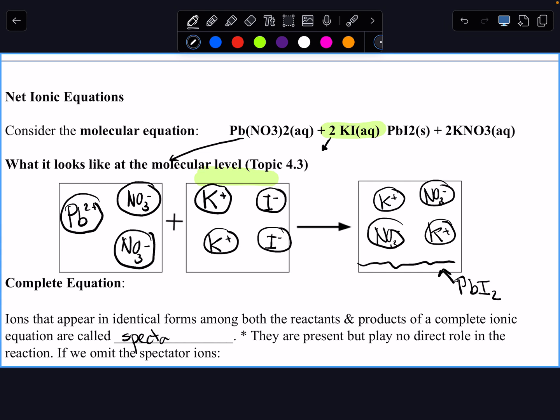Spectators. These ions aren't doing anything in the reaction, right? They're floating around on the left. They're still floating around on the right. These are called spectator ions. Okay? Now, this picture right here is known as the complete equation.